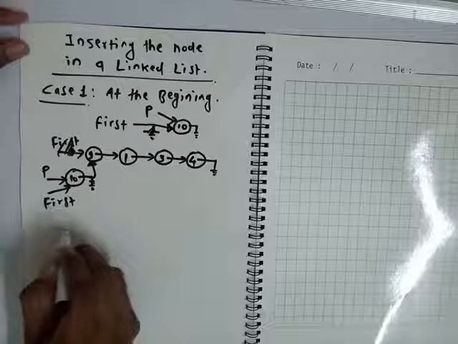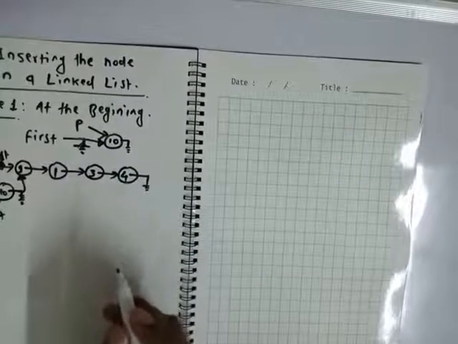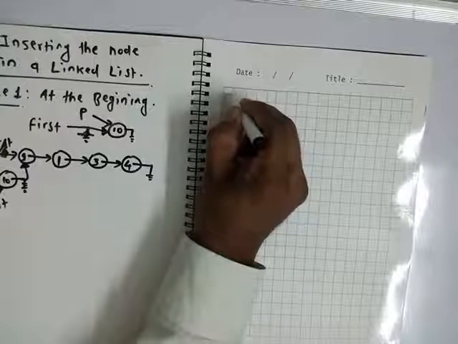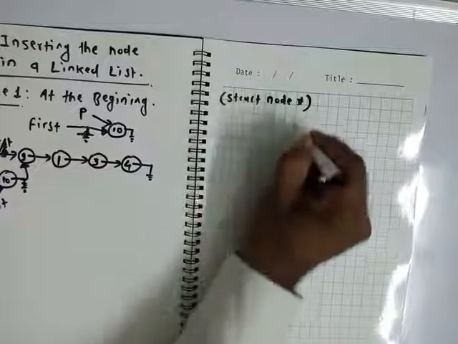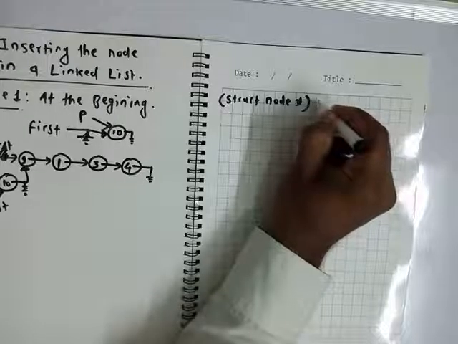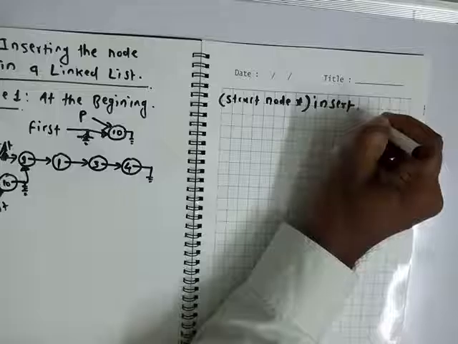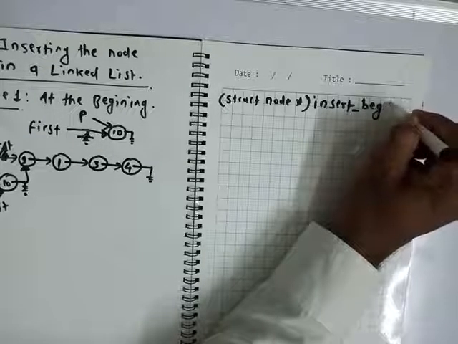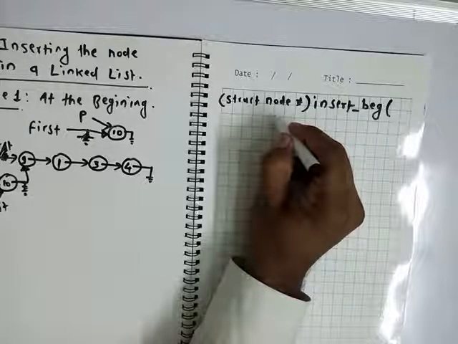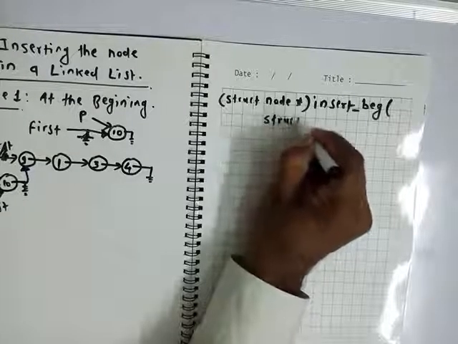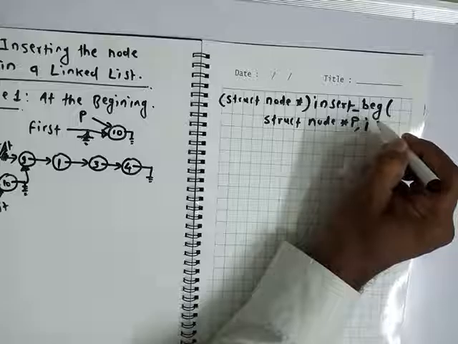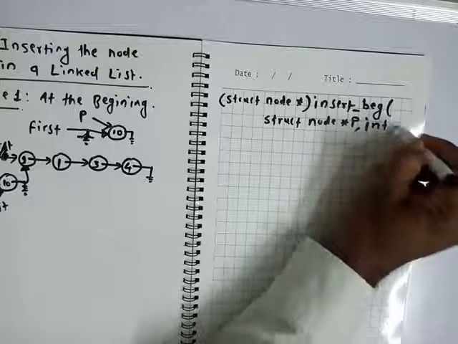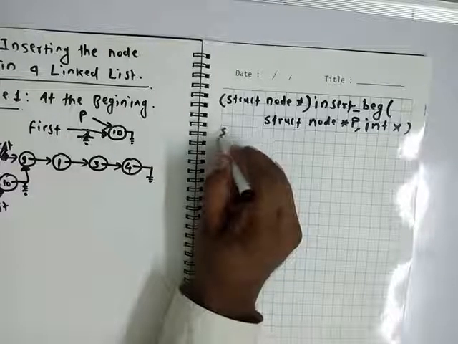So here is our function insert at the beginning. Let me write the function here. The function insert will return the address of the first node after inserting. So the return type has to be the address of the node, or a pointer. So insert at beginning, insert beg, and the parameters which it will accept are the linked list in which it has to insert, that is the first node of the linked list, so struct node star P, and the value to be inserted in that new node. So these two things the insert function will accept.